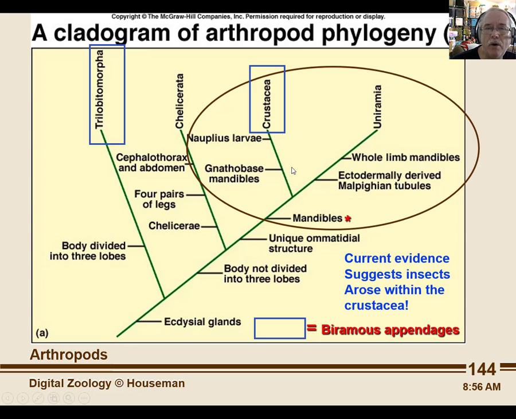Now, even this, however, is outdated. Current evidence suggests that insects actually arose here within the crustacean groups, they're really just terrestrial crustaceans. Okay, that's what the most recent molecular evidence suggests.